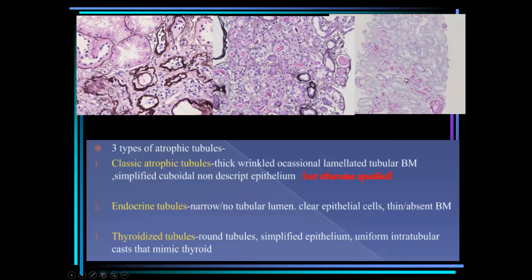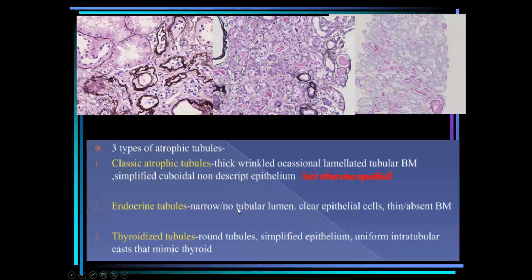The second form is called the endocrinization form, or endocrinized form, of renal tubular atrophy. Here, the renal tubules are rather small. The lumen also is quite small. Sometimes the basement membrane is absent or maybe very thin. This is the endocrinization form of renal tubular atrophy.